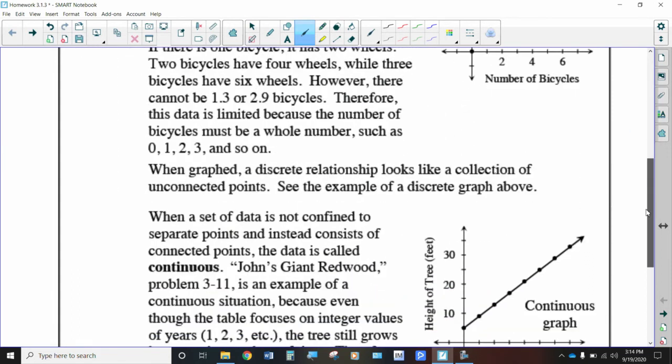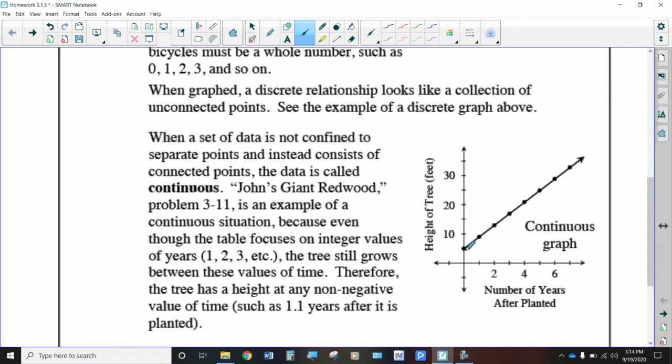Whereas with continuous graphs, this means that you could actually measure the height of the tree at any point after it was planted. We are just plotting in the nice whole number of years, 1 year, 2 year, 3 year, but there's nothing that says you can't measure the tree after 1.5 years or 2.1 years. So that's where you would use a continuous graph.